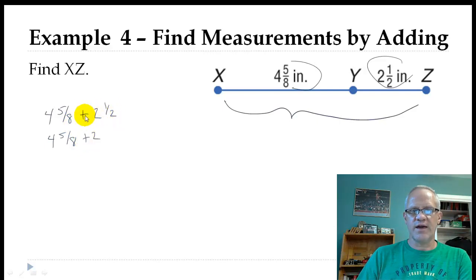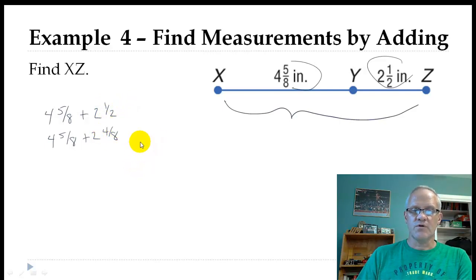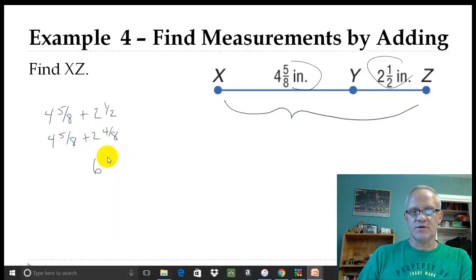So what's 1/2 if we had an 8 on the bottom? In other words, what could we multiply the bottom one by to be 8, and we do the same to the top? Well, times 4, right? And so if we do that on the top, that would be 4/8. Okay, so all we have to do now is add the two big numbers. 4 plus 2 is 6. And then remember, if you have the same denominator, you can just add the ones on top. So in this case, it would be 9/8.